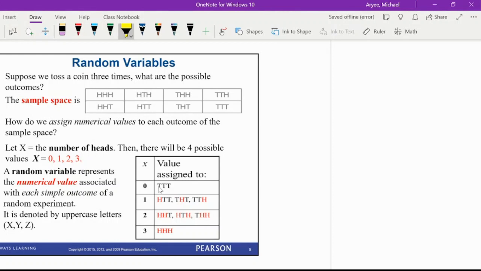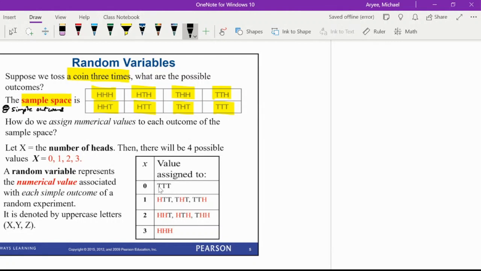Suppose we toss a coin 3 times. What are the possible outcomes? It means, what is the sample space? When you toss a coin 3 times, you get head, head, head, and you could get all these 8 different outcomes that I am highlighting here. So there are 8 simple outcomes.